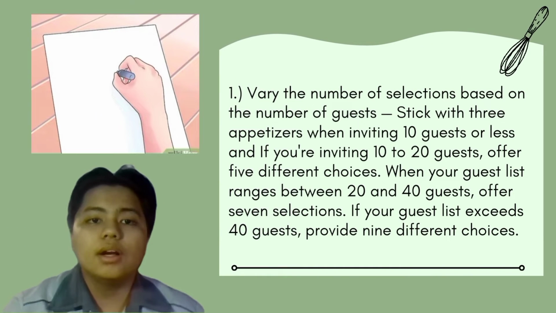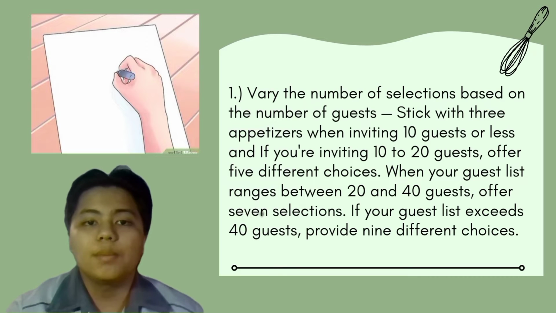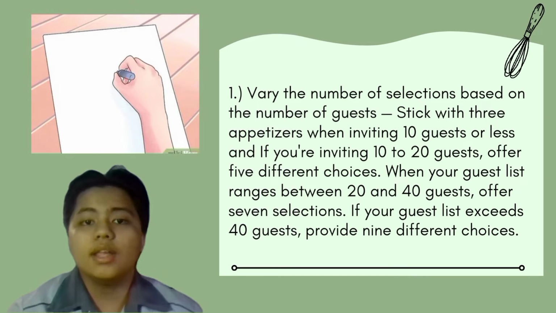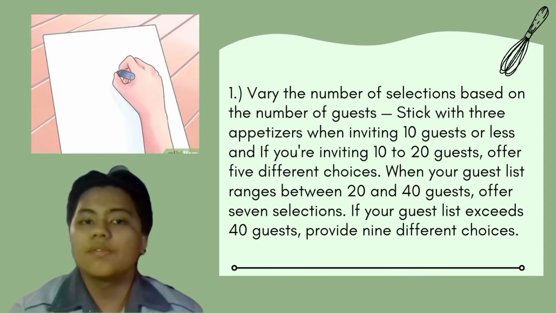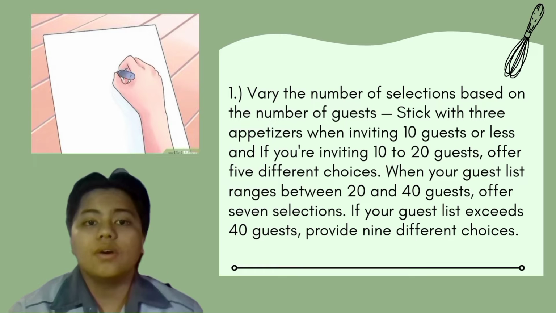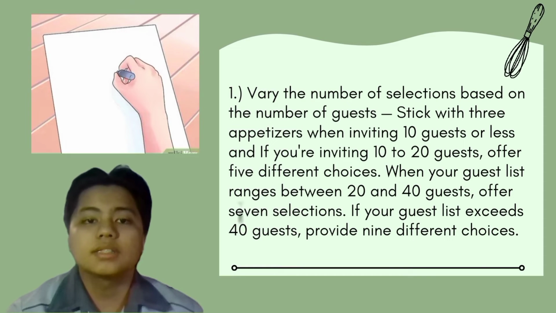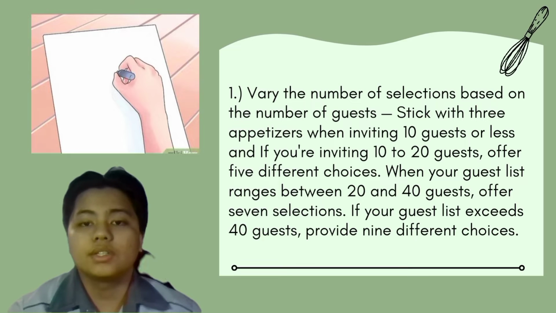Steps of serving appetizer. Number 1. Vary the number of selections based on the number of guests. Stick with 3 appetizers when inviting 10 guests or less. If you are inviting 10 to 20 guests, offer 5 different choices. When your guest list ranges between 20 and 40 guests, offer 7 selections. If your guest list exceeds 40 guests, provide 9 different choices.